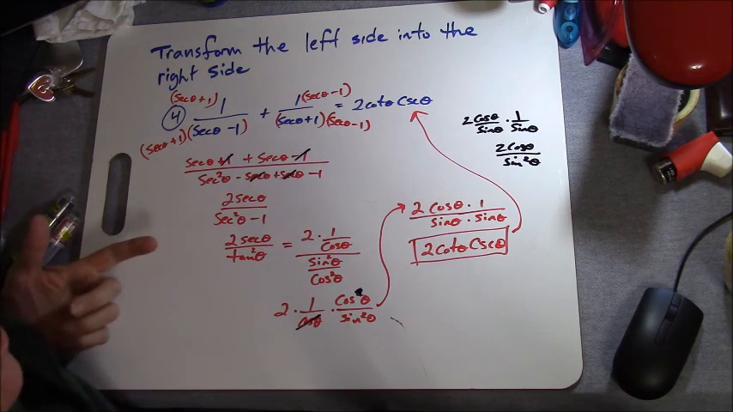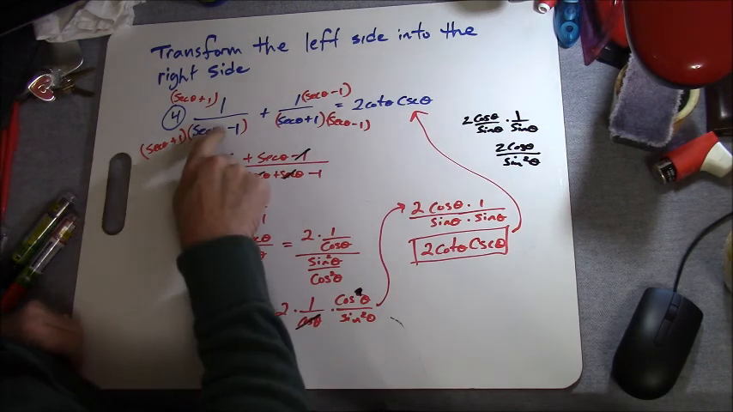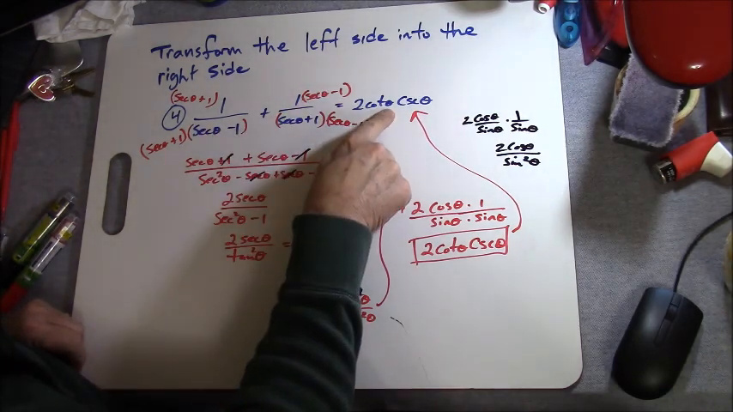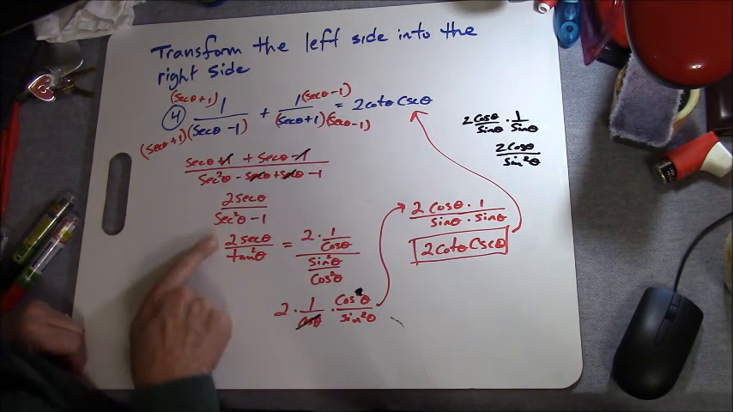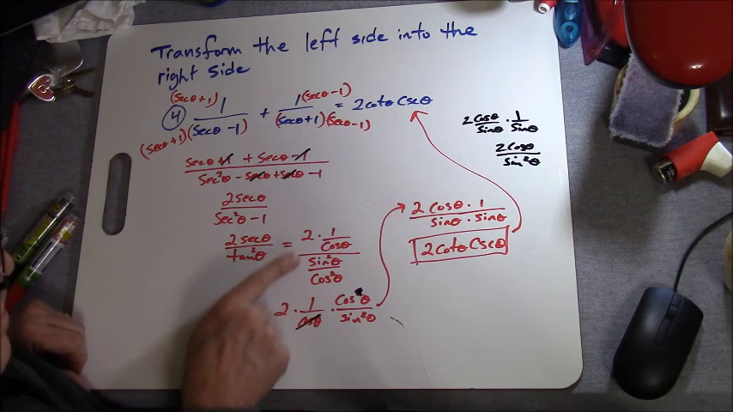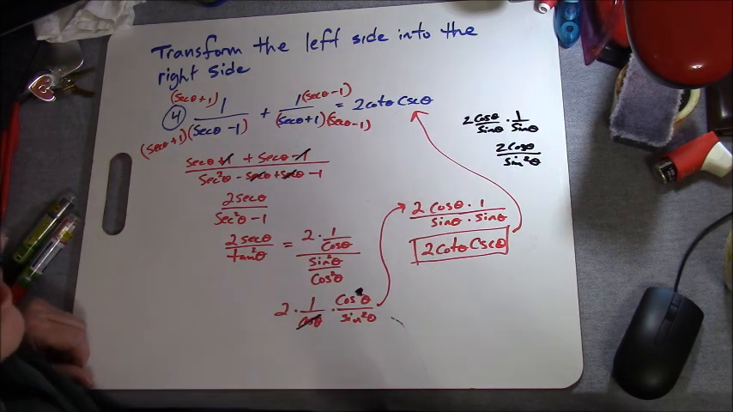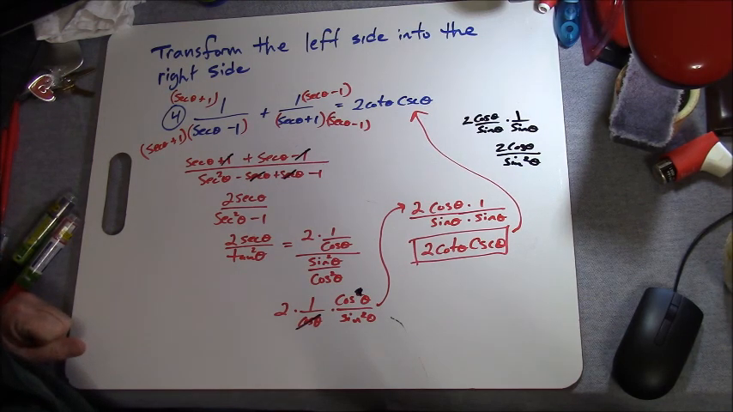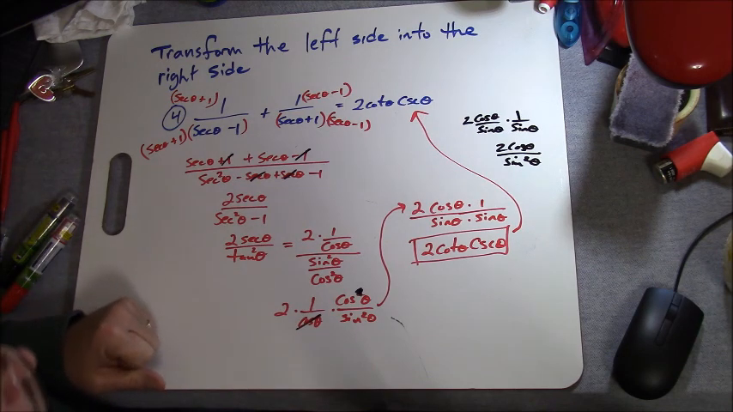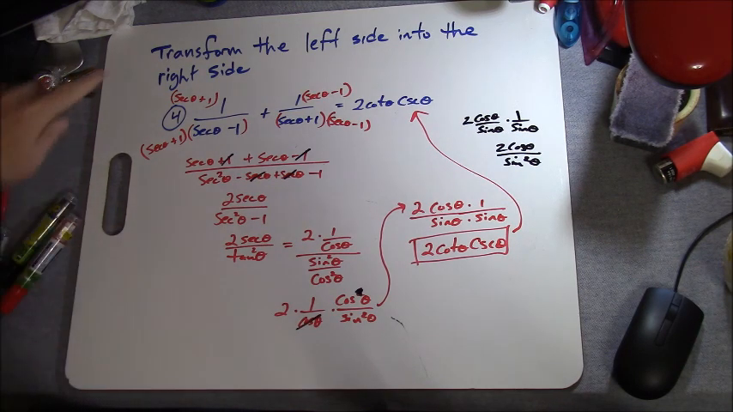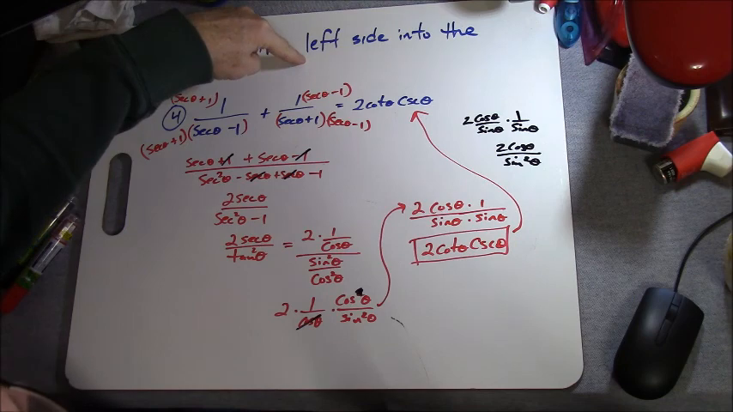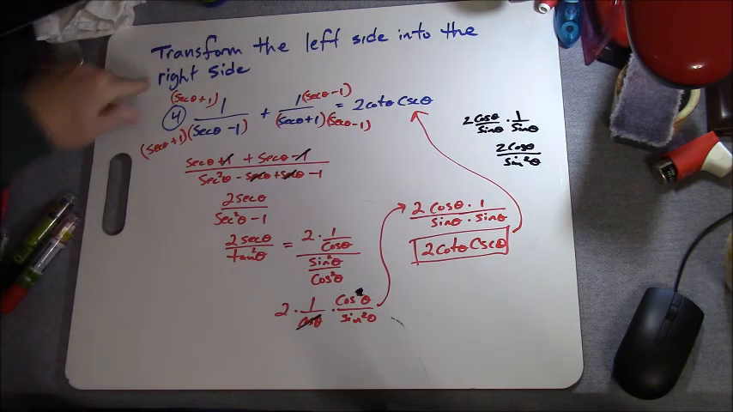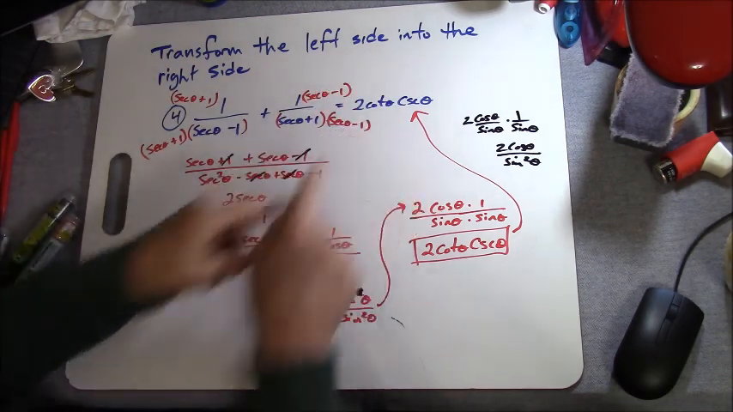All right, so that one was a little bit of work, right? I mean, we were trying to get this to look like this, and it took 1, 2, 3, 4, 5, 6, 7 steps for this one. That happens sometimes. Some of these are longer than others. All right, that's what we have for today. Is trying to transform the left side of an expression into the right side. Whatever's here, make it look like that.